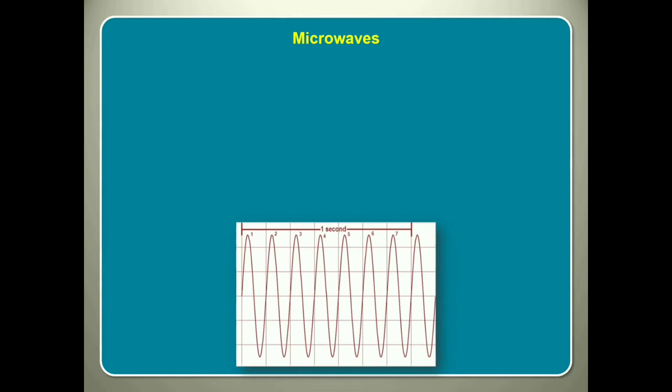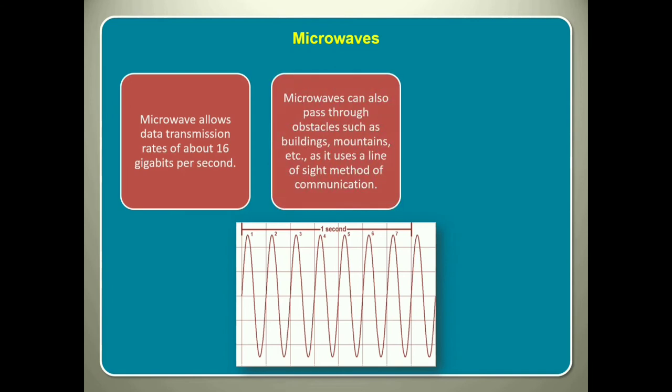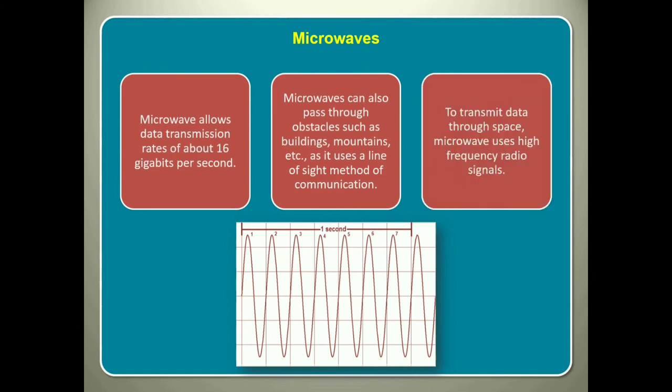Next is about microwaves. Microwave is the other popular transmission medium. It allows data transmission rates of about 16 gigabits per second. Microwaves can also pass through obstacles such as buildings, mountains, etc., as it uses a line-of-sight method of communication. To transmit data through space, microwave uses high-frequency radio signals.